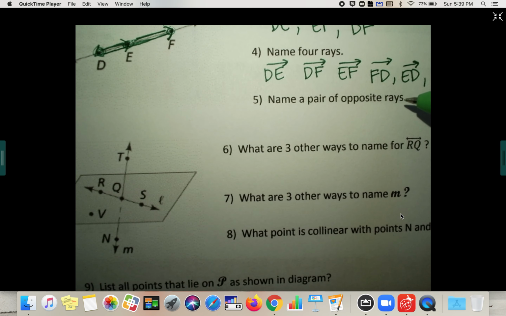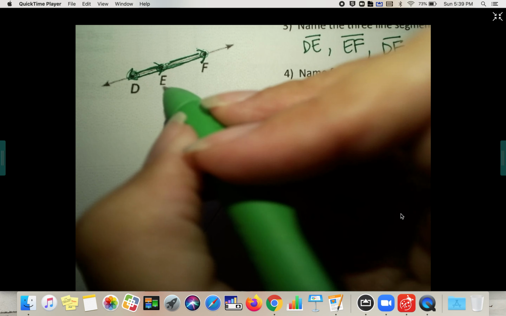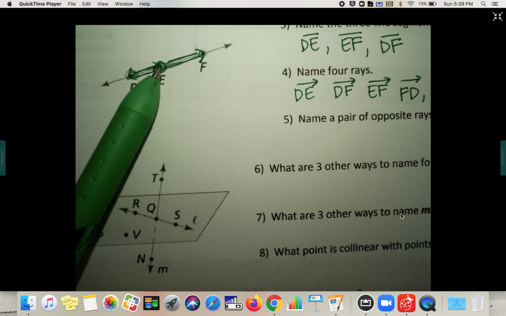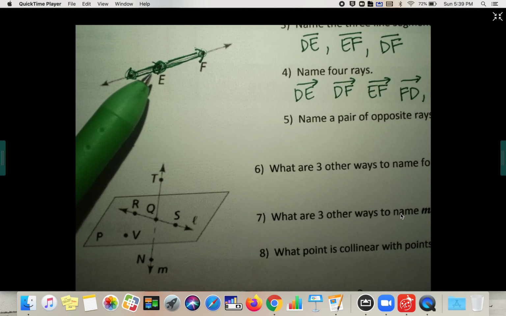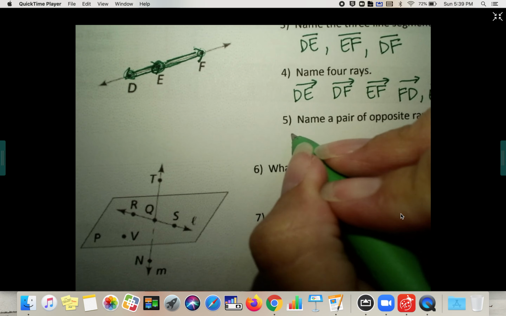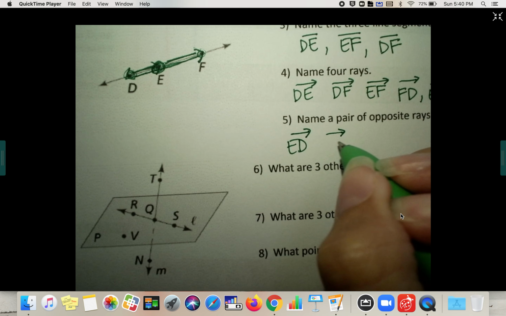Okay, name a pair of opposite rays. Opposite rays, there's only 2 choices because we've only got one that's in the center. So since E is in the center, you're going to be talking about your opposite ray going that way from E and your opposite ray going that way from E. So what we've got as far as opposite rays are ED and EF.